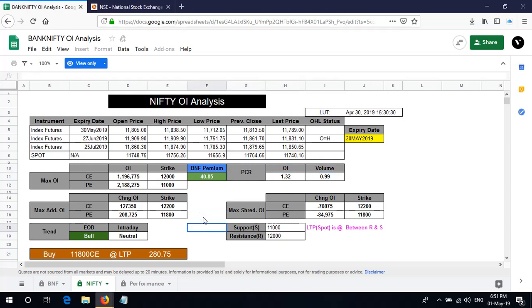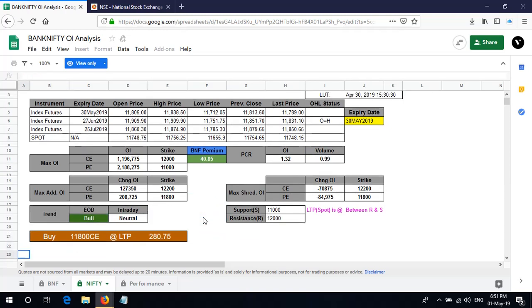So after analyzing all that, what can a trader do? He can buy the 11,800 call at the particular LTP at which it is trading, 280.75.